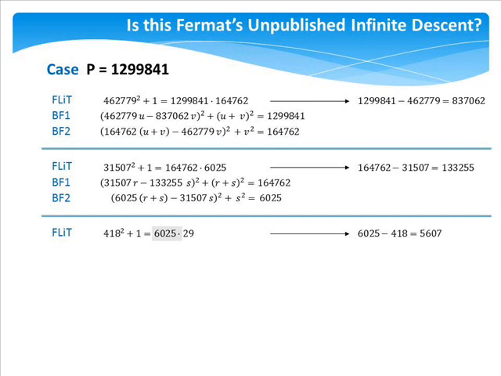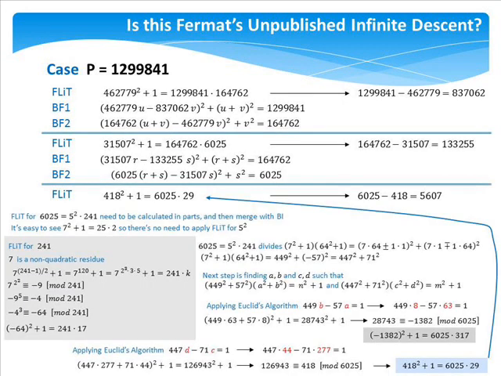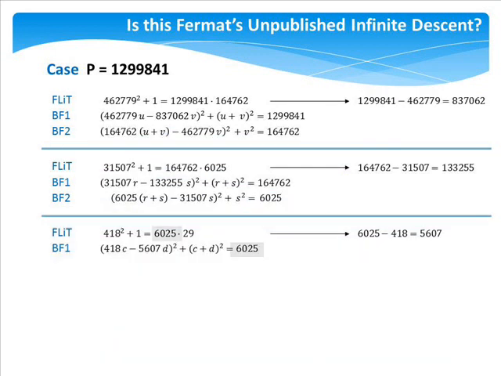We apply the procedure a third time, this time finding through Fermat's little theorem that 418 squared plus 1 equals 6,025 times 29. Here again, 6,025 is a composite number. So we need to do the same procedure we did for 164,762. Here you can follow the steps of these auxiliary calculations. So we find the beautiful formulas for 6,025 and for 29.